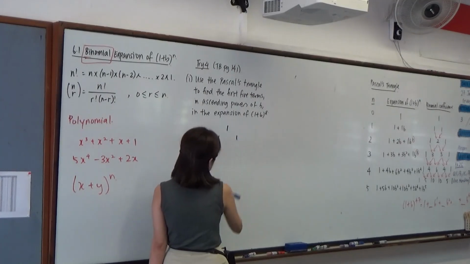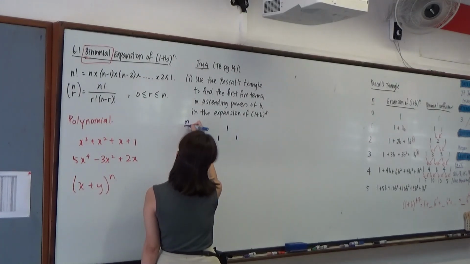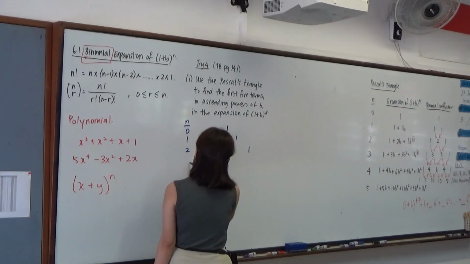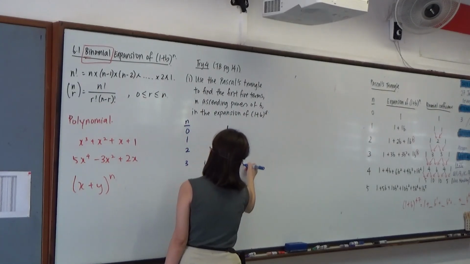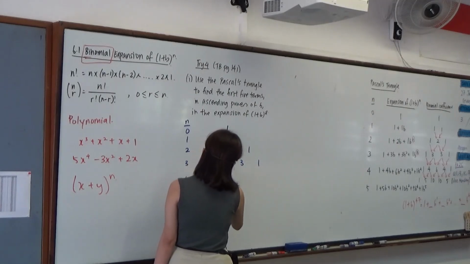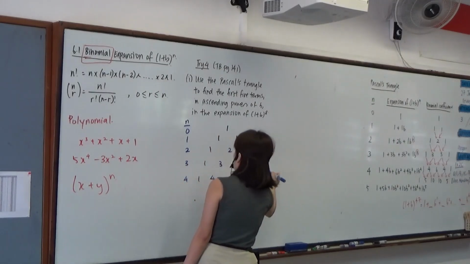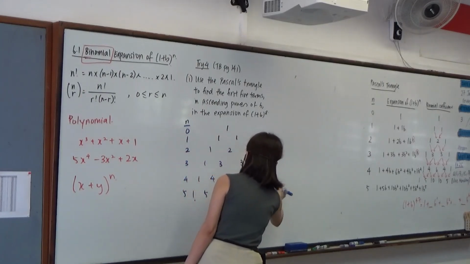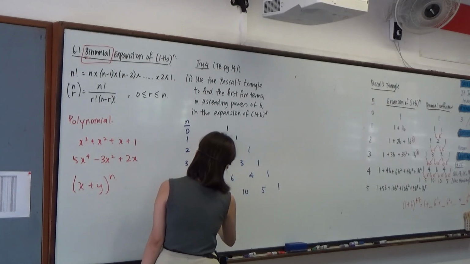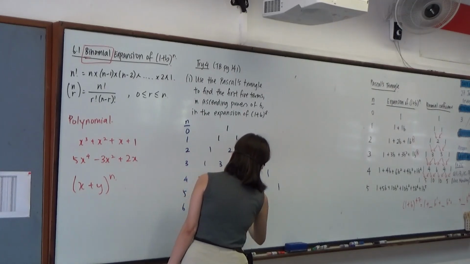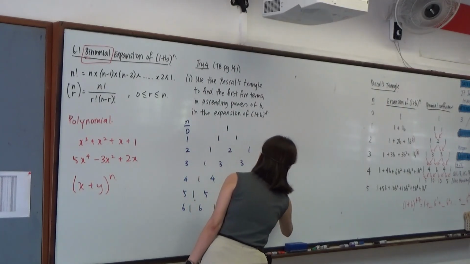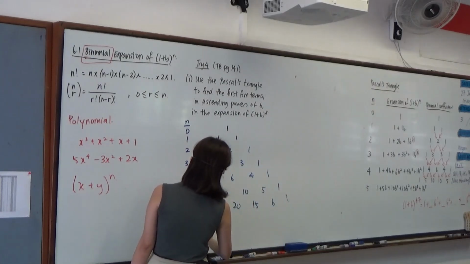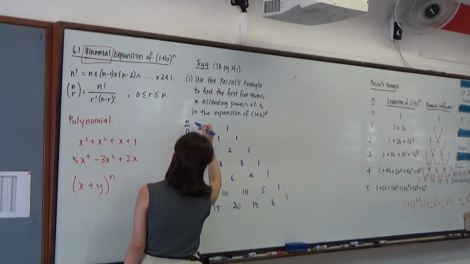Then the next row is actually 1, 1. So this is where n is equal to 0, 1. 1, 2, 1, 1, 3, 3, 1, 1, 4, 6, 4, 1, 1, 5, 10, 10, 5, 1, 1, 6, 15, 20, 15, 6, 1. Sorry, running out of space.